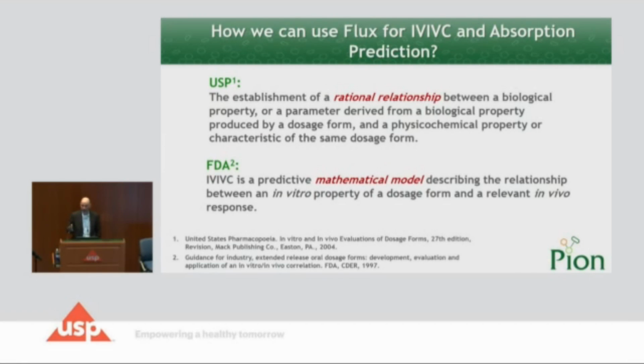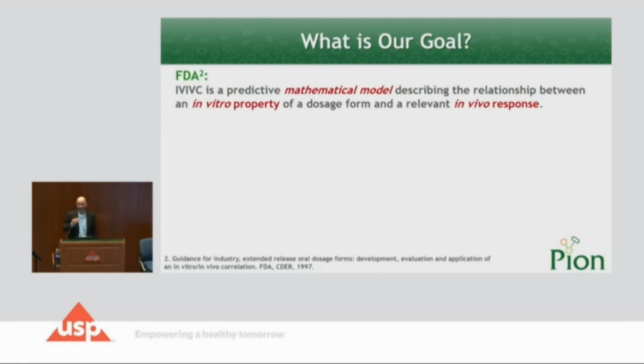So it's a rational relationship, while FDA emphasizes that IVIVC is a predictive mathematical model describing the relationship between an in vitro property of a dosage form and a relevant in vivo response. All right, not to be disrespectful to the host of this meeting, but I like the FDA formulation a little more because I can relate to what a mathematical model is; what a rational relationship is is a subject for more discussion, I'd say. So I selected this one.